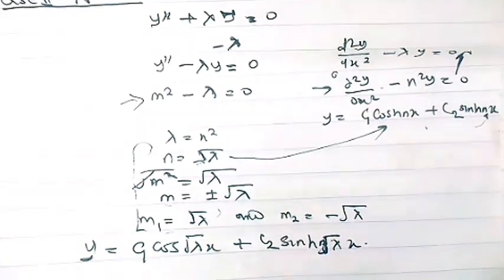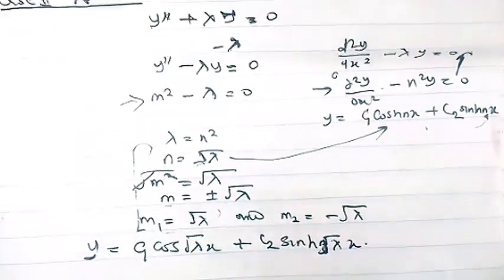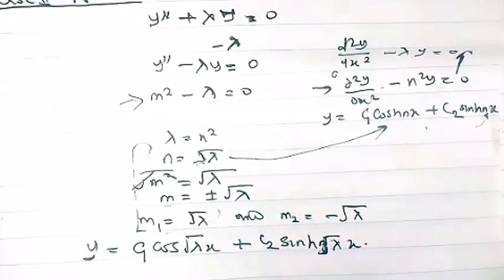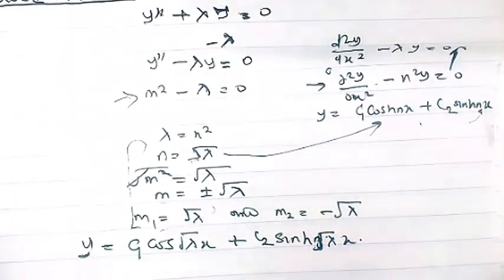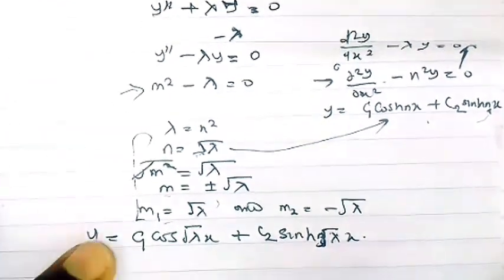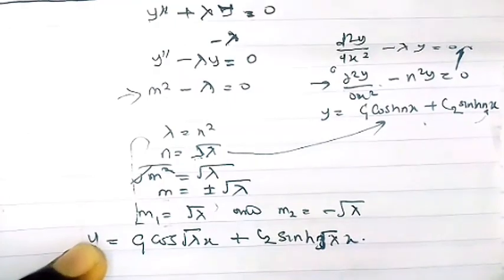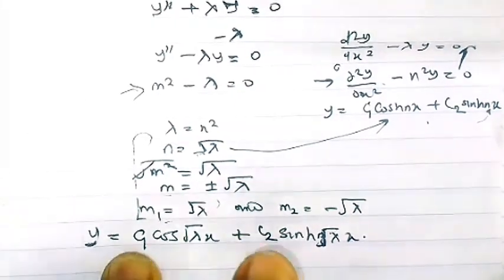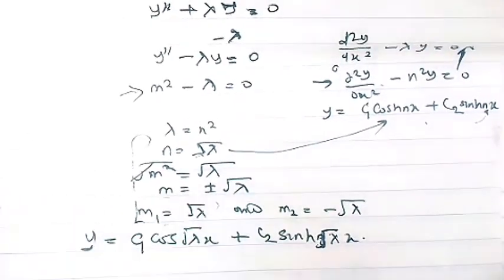So remember, we're trying to get eigenvalues, right? So first we are trying to get a non-trivial solution, right? A trivial solution is when y is equal to 0, and y can be 0 if c1 is equal to 0 and c2 is equal to 0. So when c1 and c2 are both 0, it gives a trivial solution.